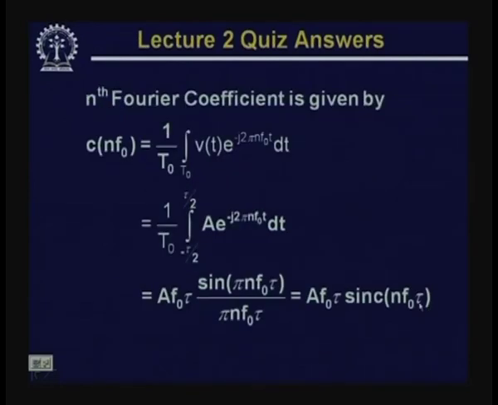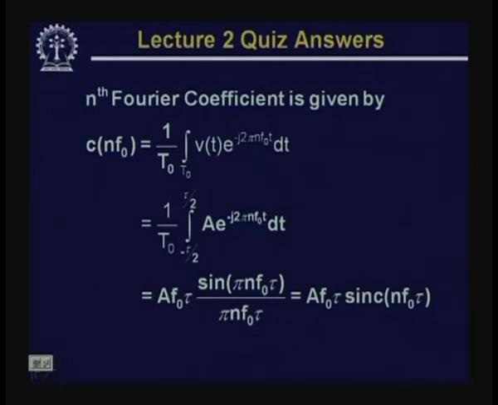Where this C_n f_0, that is the nth Fourier coefficient, is given by the expression C_n f_0 equal to 1 upon T_0 times the integral of v(t) e^(-j2πnf_0 t) dt, where this integration has to be taken over the period T_0.